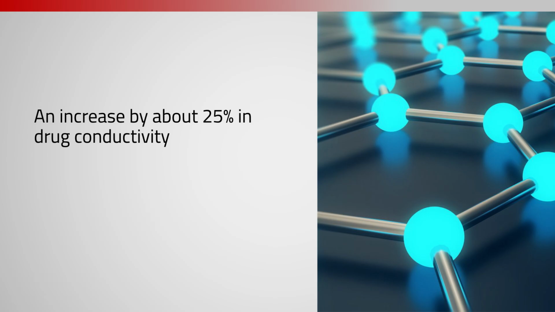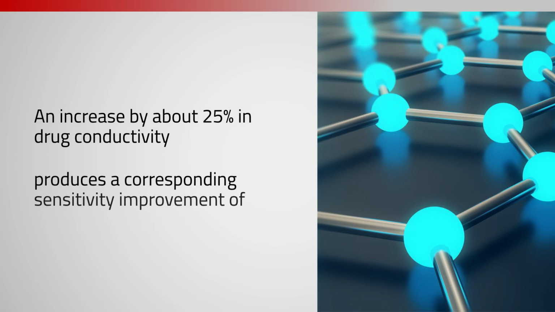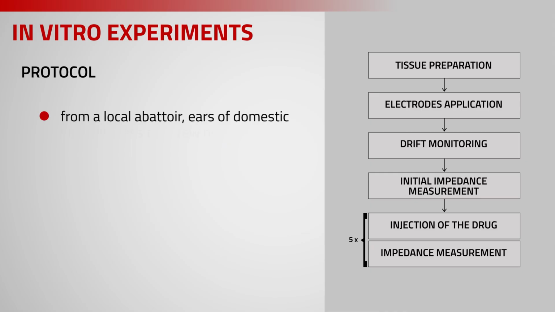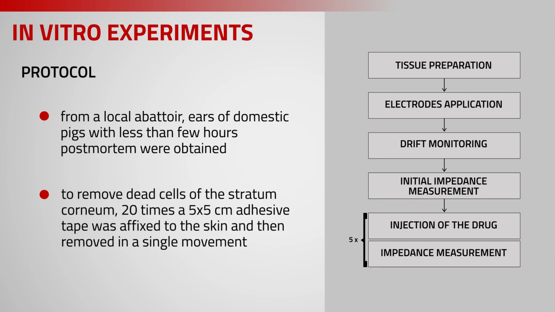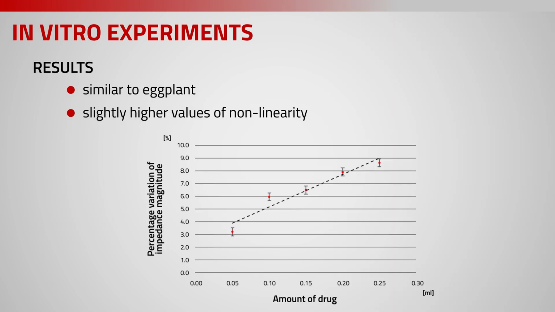It is worth noting that an increase by about 25% in drug conductivity produced a corresponding sensitivity improvement of about 12%. The method was also tested on pig ears. According to the literature, pig skin appeared as the most suitable model for human skin. Analogously, as for the experiments on eggplants, a linear trend was experienced. The more drug amount injected, the wider the magnitude impedance variation with respect to the initial value.